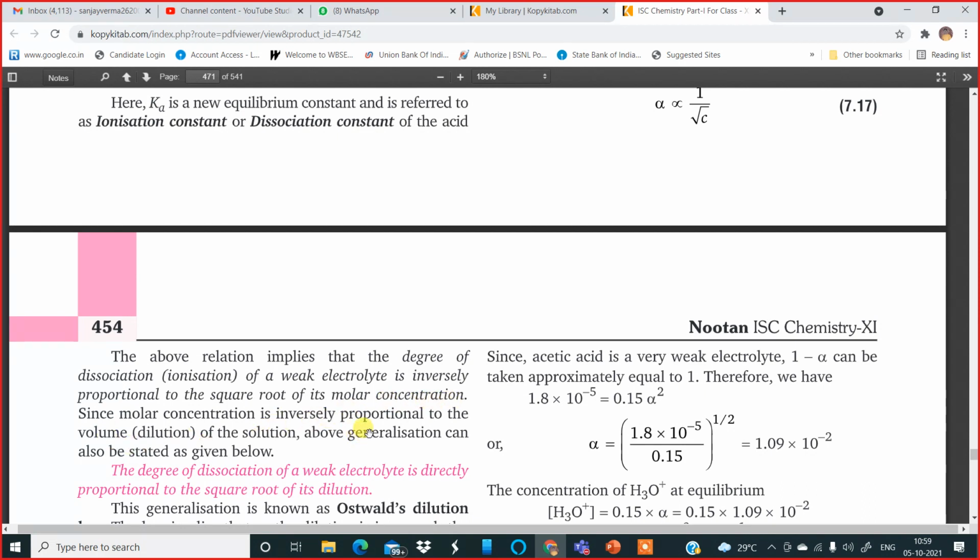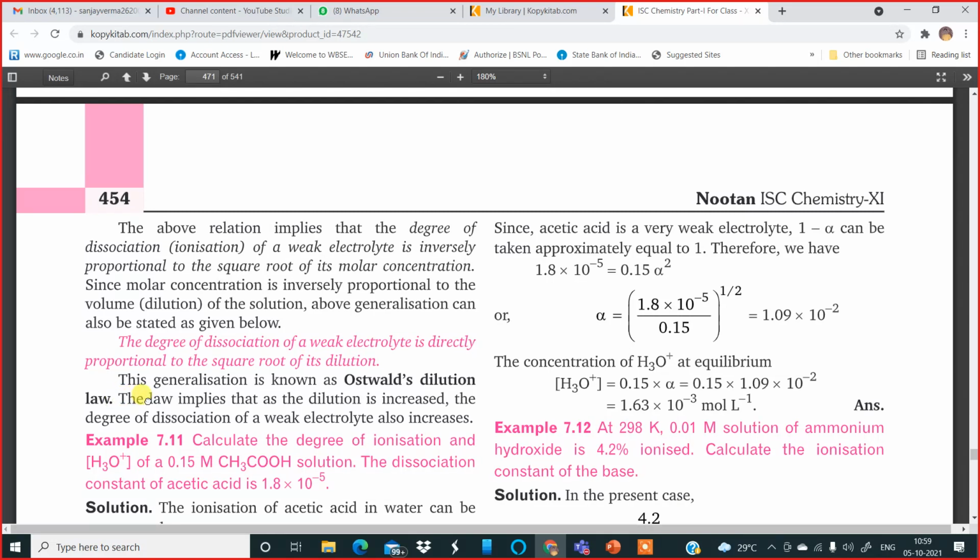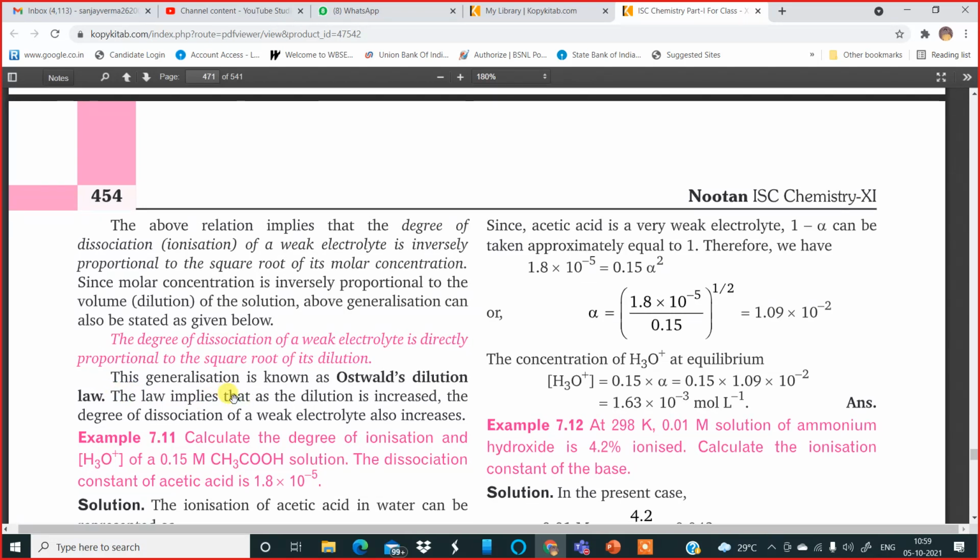Now, the law was stated: the degree of dissociation of a weak electrolyte is directly proportional to the square root of its dilution. Dilution means 1 by root C. Based on this, the Ostwald dilution law was formulated. Underline this sentence in the textbook: this law implies that as the dilution is increased, the degree of dissociation of a weak electrolyte also increases. Learn it just now.